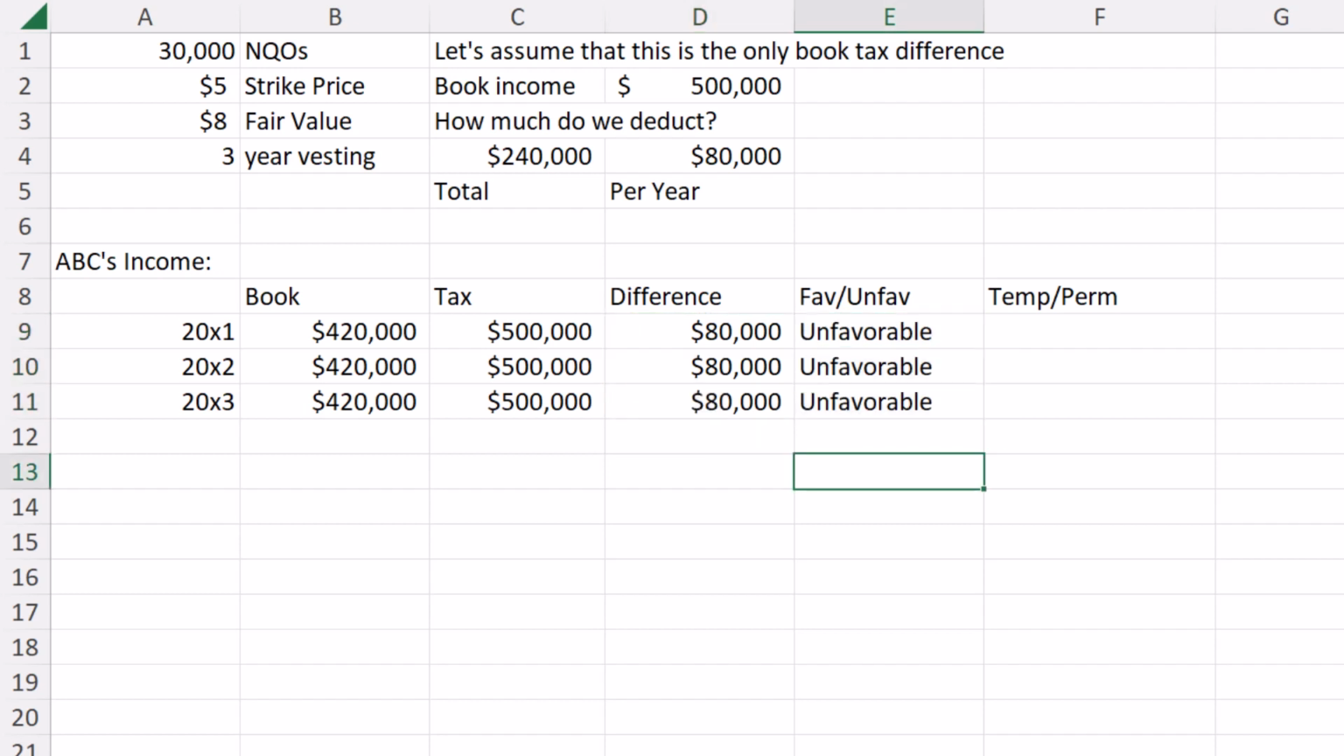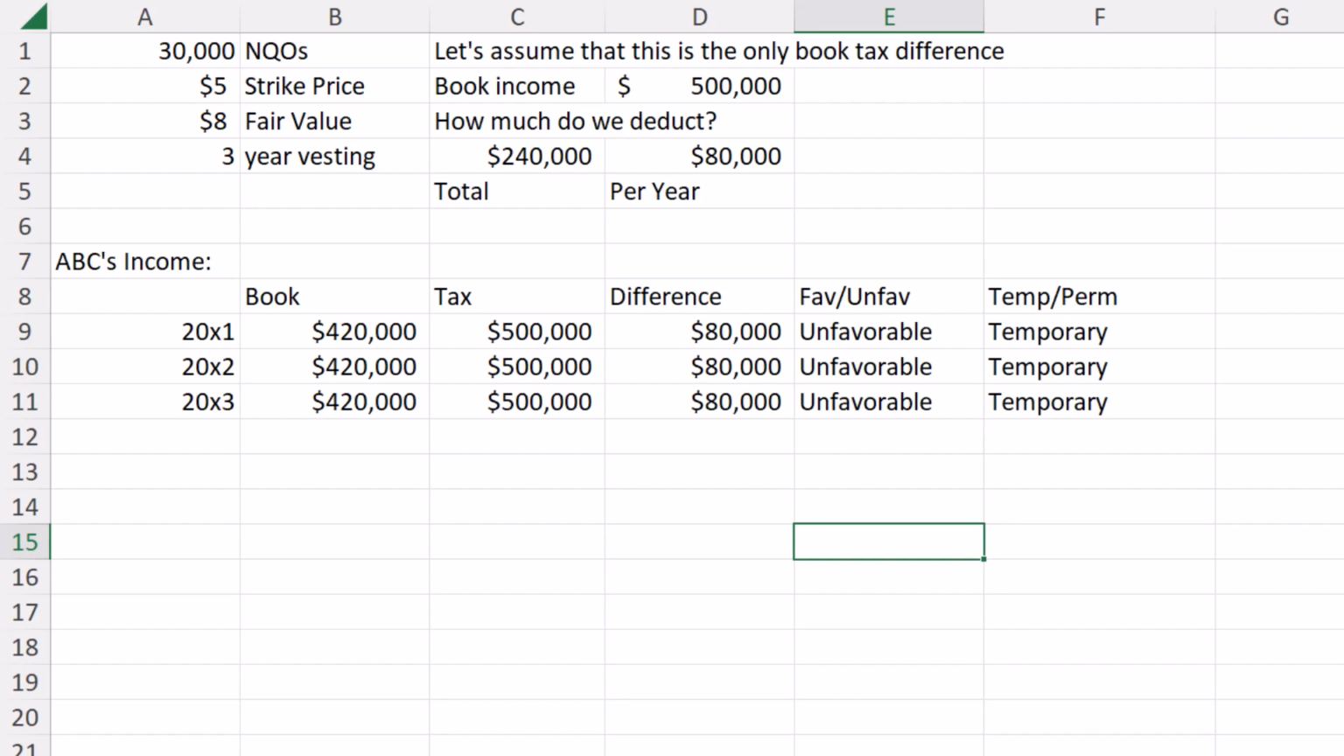Now, is this going to be temporary or permanent? Well, it will reverse to some degree when those options are exercised. So this is going to be temporary, and we can copy that down as well. So those are the answers to the first case.